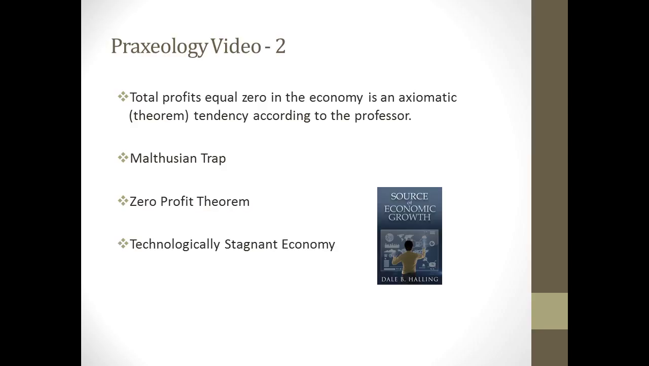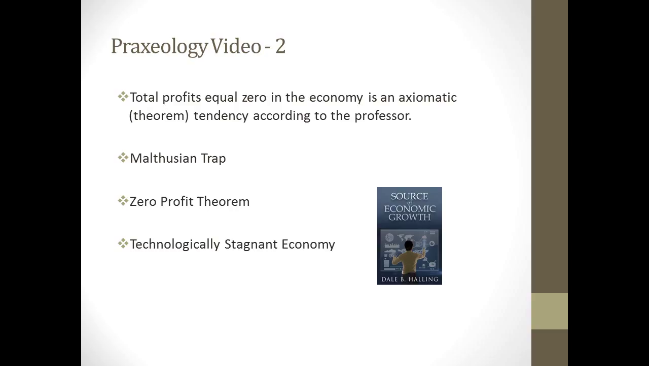According to the video, the total profits in the economy equals zero, and that's an axiom or a theorem of praxeology. Now, if this was true, we would still be living in the Malthusian trap. The definition of zero profit in the economy would mean that on average people are living on the edge of starvation. Profit means that you produce enough to have a surplus. But this does not have to bother Dr. Bloch, because economics is not an empirical science, according to him. Of course, that's an oxymoronic statement.